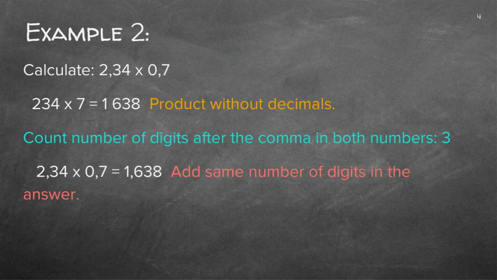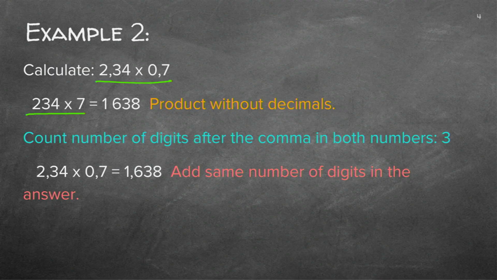Right, let's do another example. Calculate 2,34 times 0,7. So what do we do first? We find the product without the decimals. So we're going to do 234 times 7. And if we work that one out, you can work it out, or you can pause and work it out just to make sure, or for fun, to make sure that you've got the right answer.